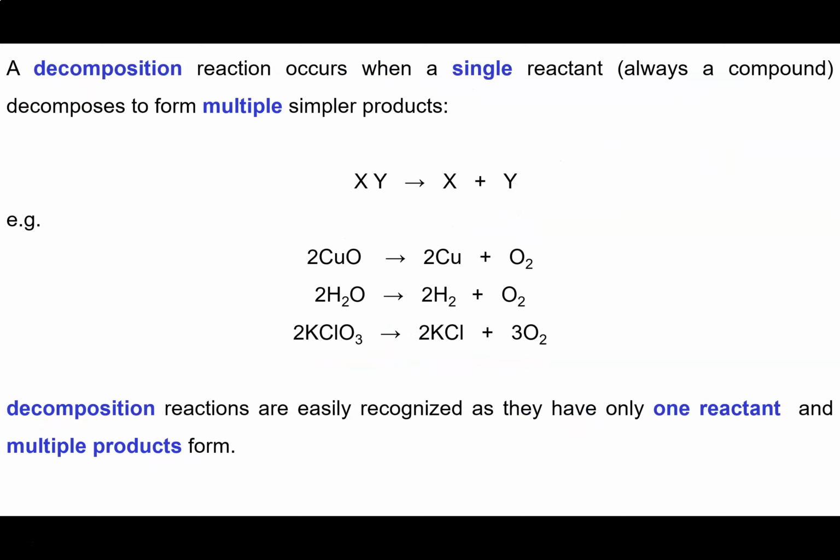Okay, a decomposition reaction is kind of like the opposite of a synthesis or combination reaction. In a decomposition reaction, you have a single reactant, which is always a compound, and it breaks apart into multiple things. Now, the things that it breaks apart into could be elements, could be compounds. But the important thing is that our reactant is always a compound, and there's only one reactant, and that reactant breaks apart to form multiple products. So again, this one is pretty easy to recognize. It's basically the opposite of your synthesis reaction.